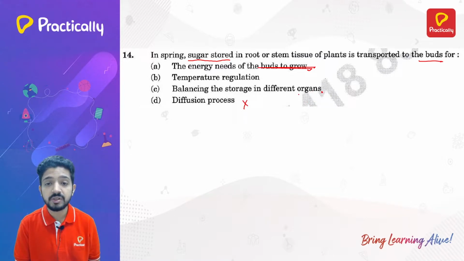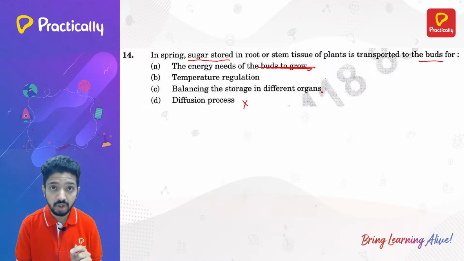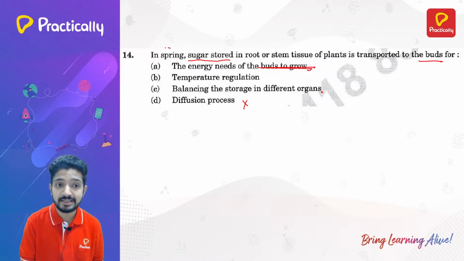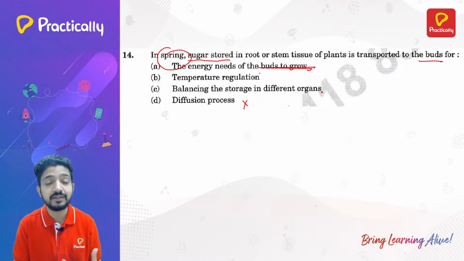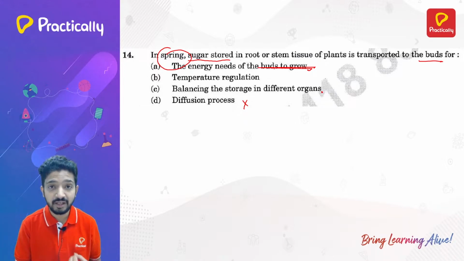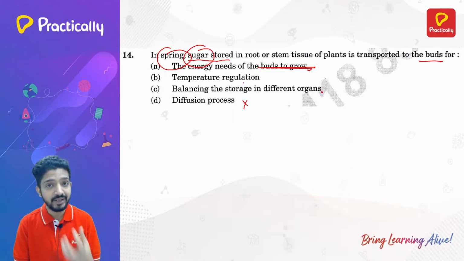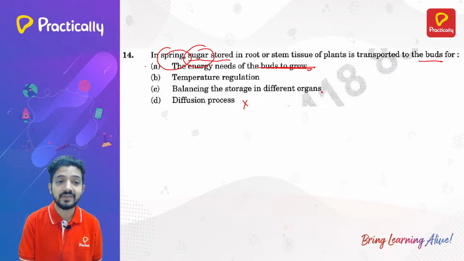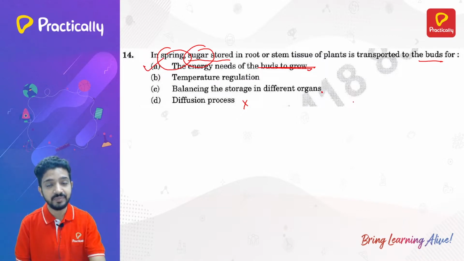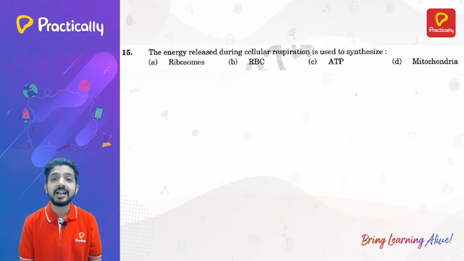So balancing the storage in different organs, well, there is nothing like balancing in plants, since roots and stems do store the major part of the food products, but they are still being transported to buds, because we all know that spring is the season which is the flowering season for many plants, and hence the bud has to bloom and turn into a flower, for which it will need energy, and we know that sugars are the ones which provide energy. Hence, the correct answer for this question will be A, the energy needs of the buds to grow. Let's move on to the next question.